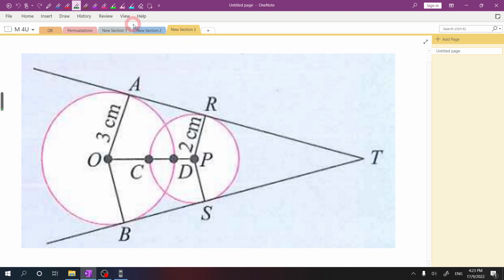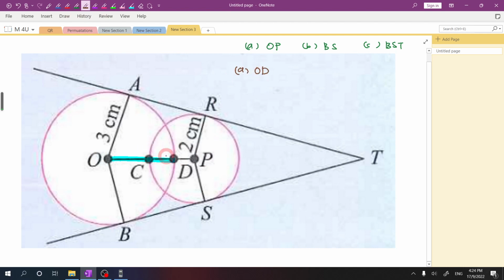So first part we want to find OP. OP is over here. Now, can you know this OD? This is O, C, D, and P. Can you know the length of OD? Yes, right?